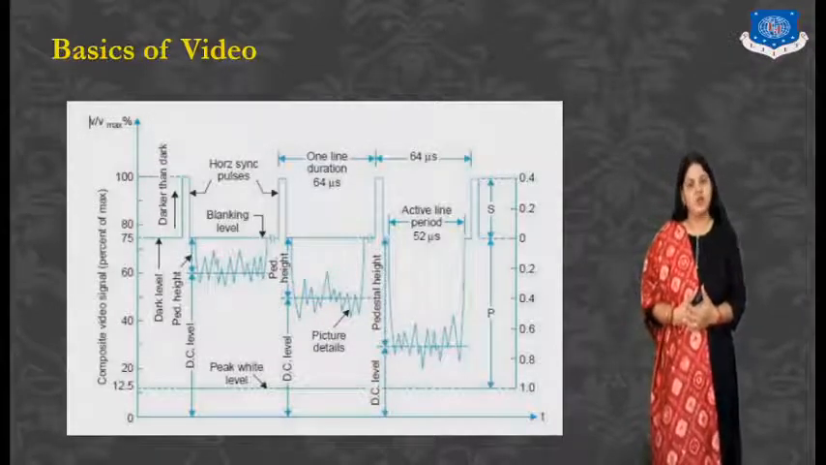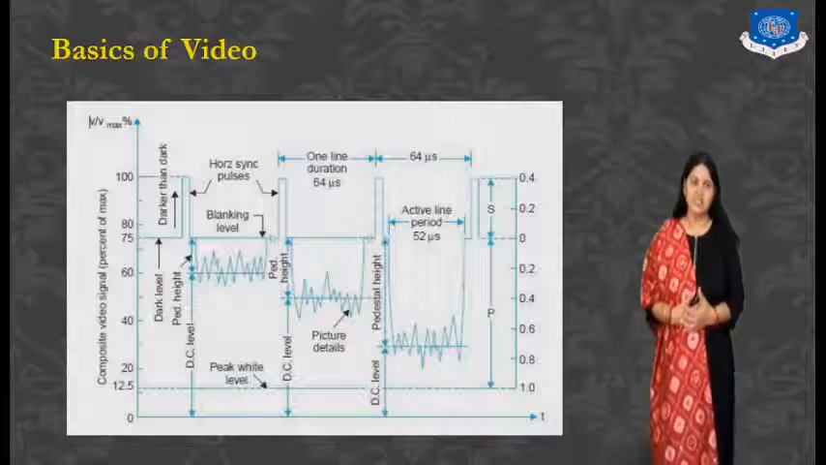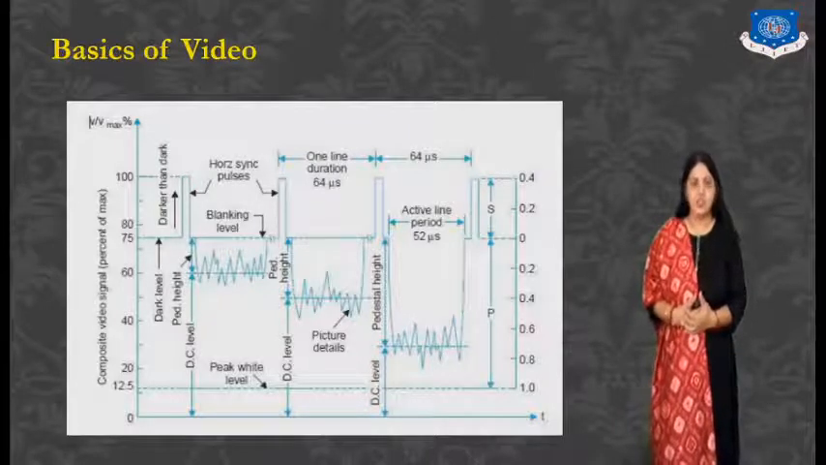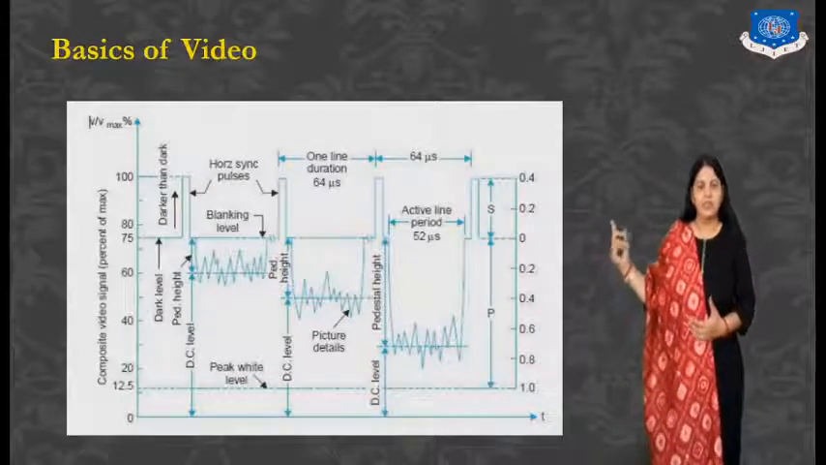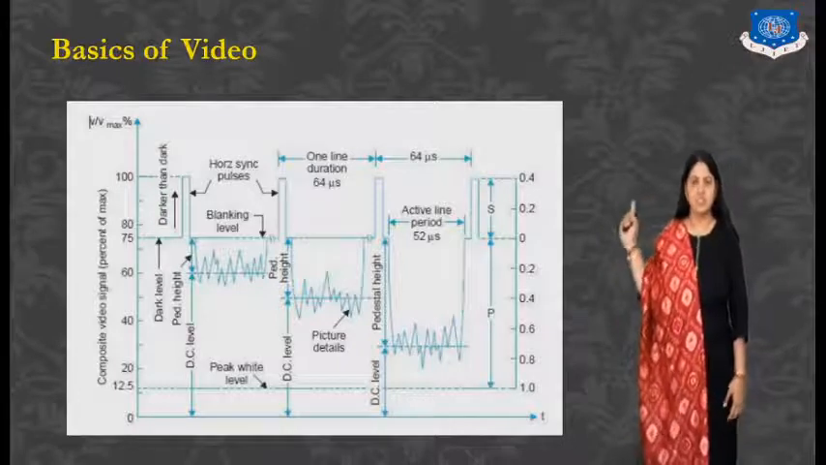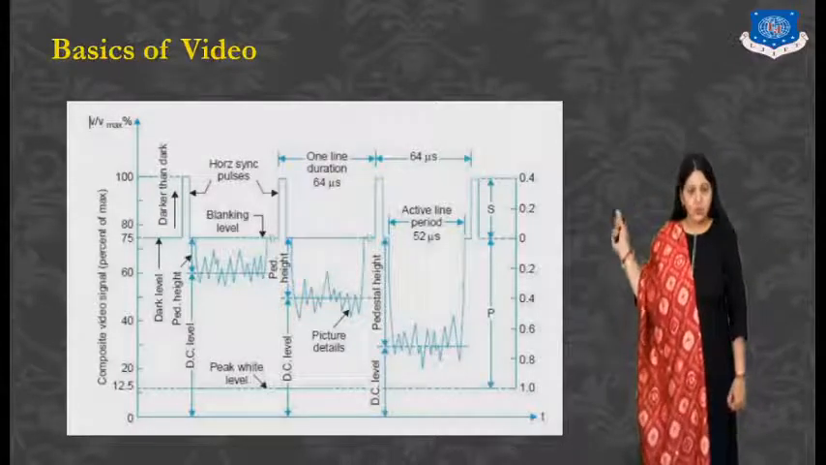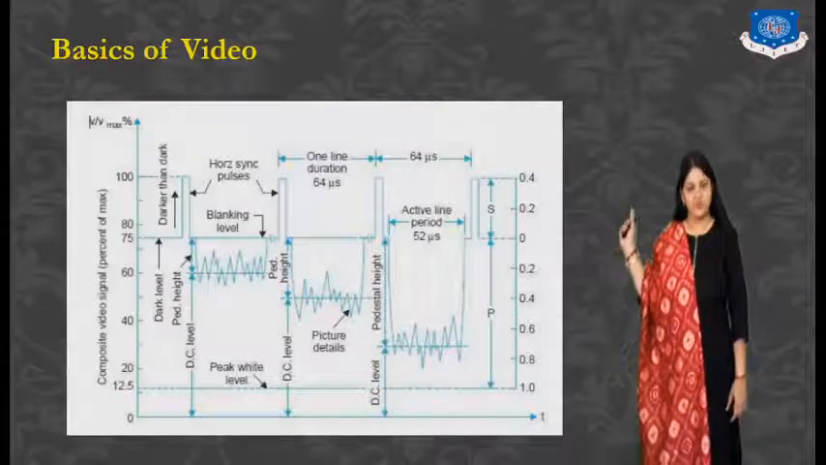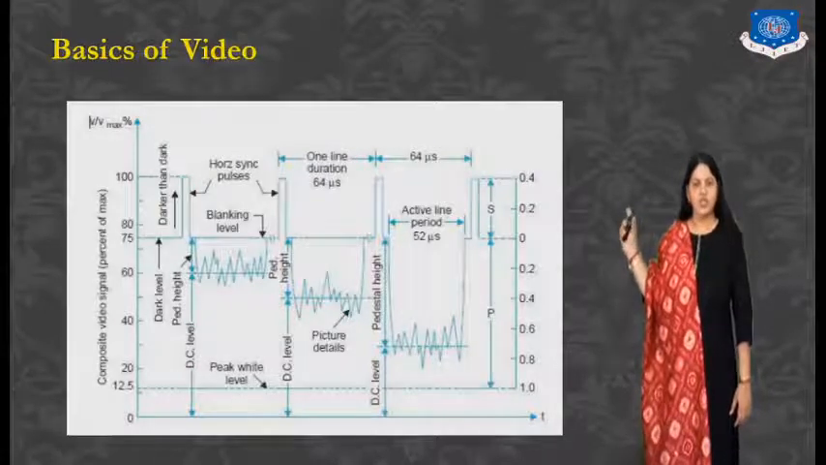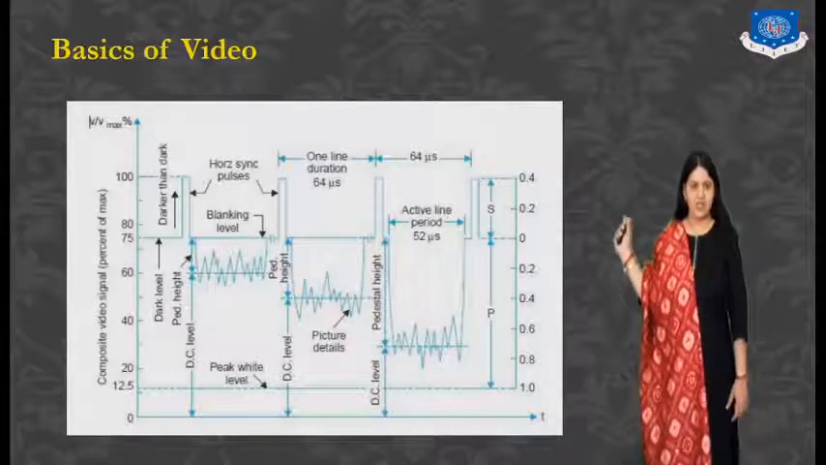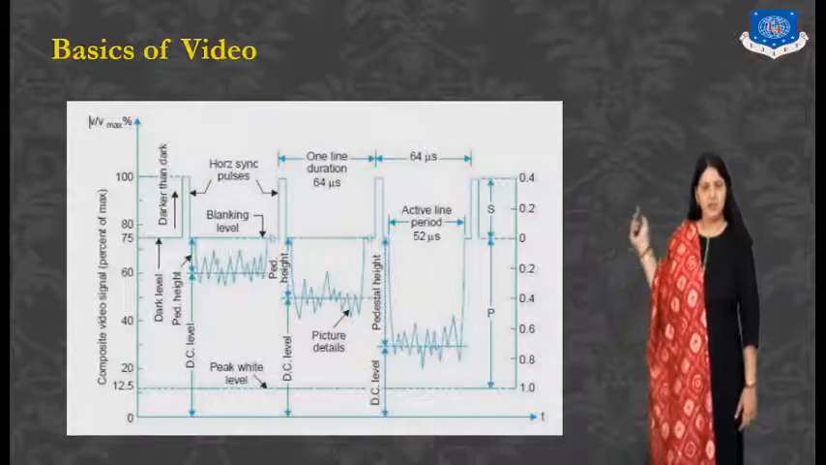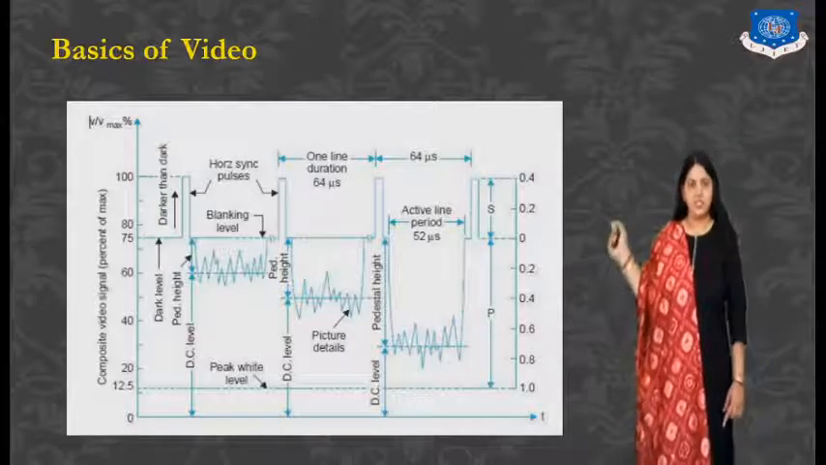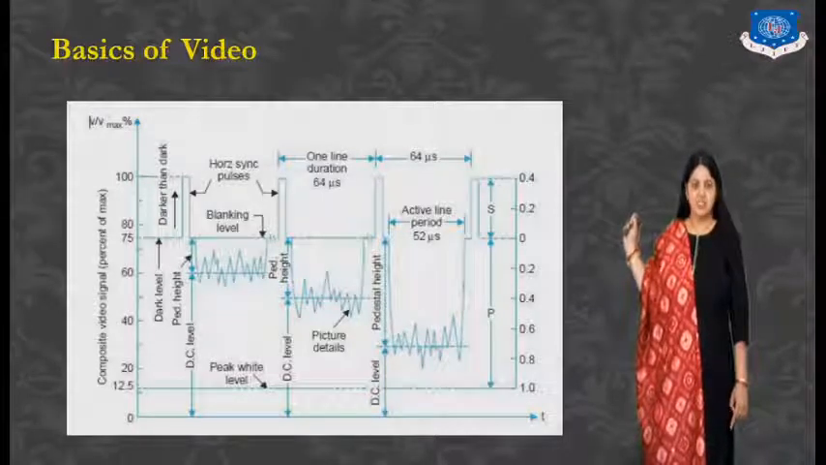Here in the diagram we can see that the composite video signal is given, and on the vertical axis the amplitude is shown. The various values written here are that the total one line duration is 64 microseconds. Out of that, the trace period is 52 microseconds and the retrace is 12 microseconds, so the total duration is 64 microseconds. The picture details you can see: while we are tracing, there is picture information.